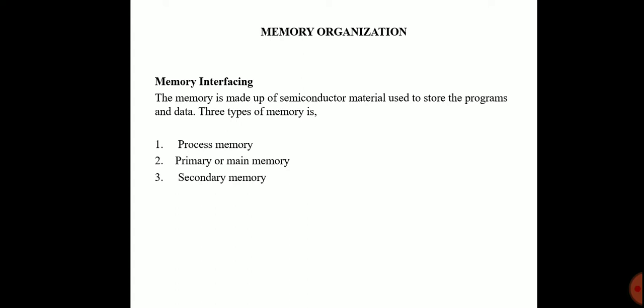Memory interfacing: the memory is made up of semiconductor material used to store the program and data. There are three types of memory. Number one, processor memory. Number two, primary or main memory. Number three, secondary memory.